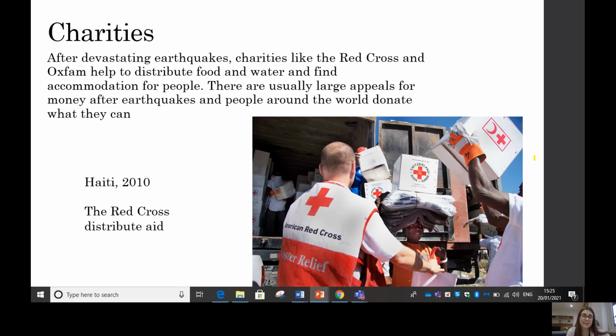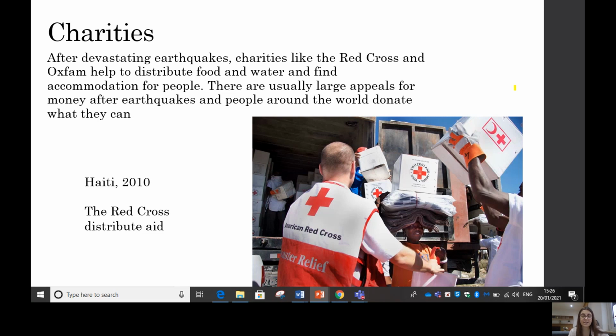However, there's many devastating effects of earthquakes, but there are charities out there who can help. So charities like the Red Cross, as we can see in this picture, we have the American Red Cross. Most countries have their own branch of the Red Cross. And Oxfam, especially from the UK, can help to distribute food and water and find accommodation for people. So there are usually large appeals for money after earthquakes, and people around the world donate what they can.